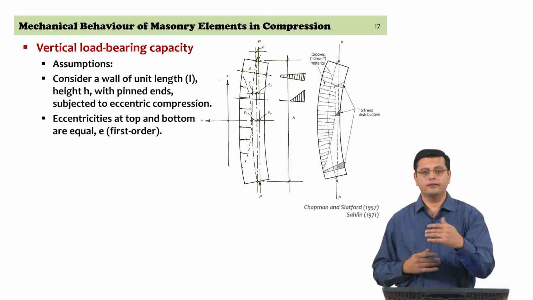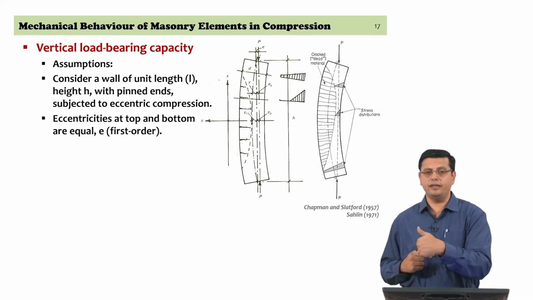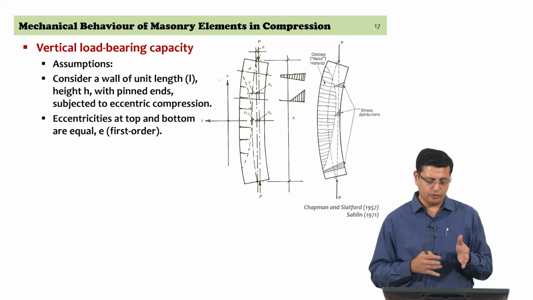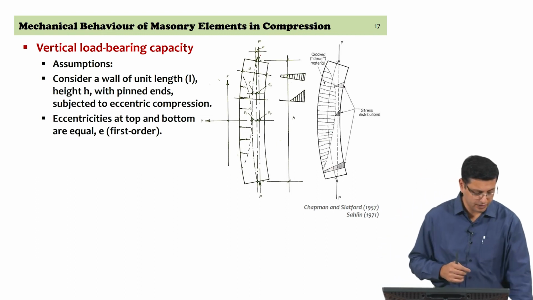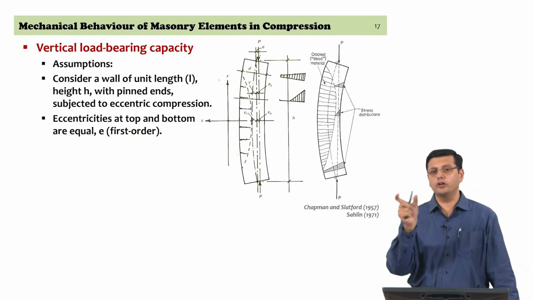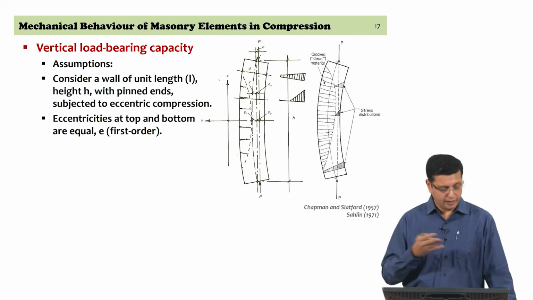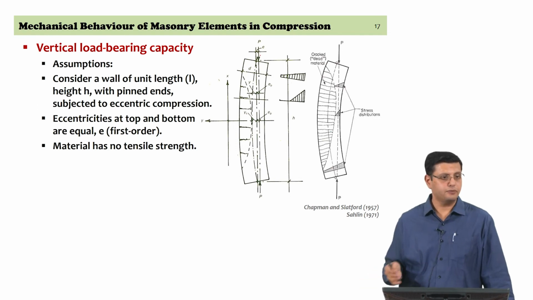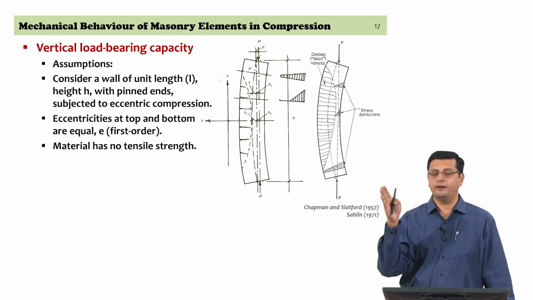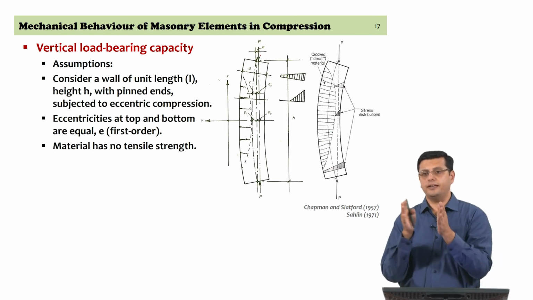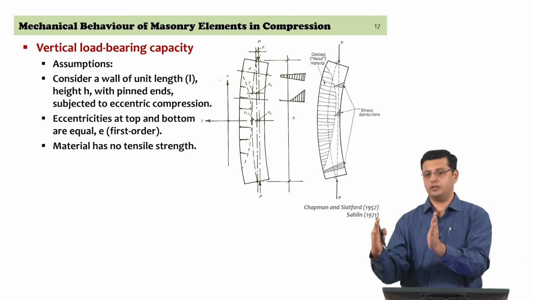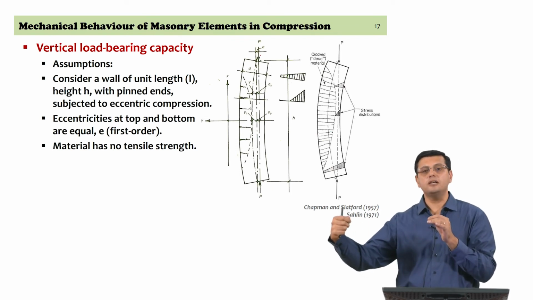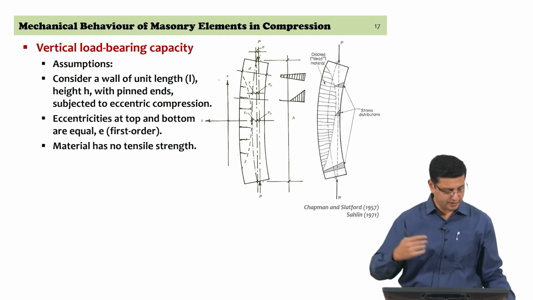You can complicate this problem a little more and have E top and E bottom that are different. You will have to then account for that in the differential equations. Your deflections are going to be different based on the relative values of E top and E bottom. We assume that the material has no tensile strength, right, which means the moment you reach an eccentricity equal to the middle third of the cross section, you get the conditions for cracking, because zero tensile stress has been arrived at the extreme fiber.